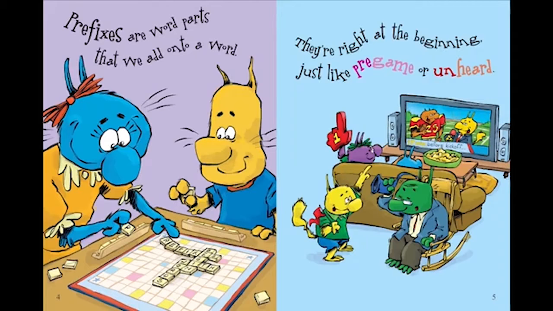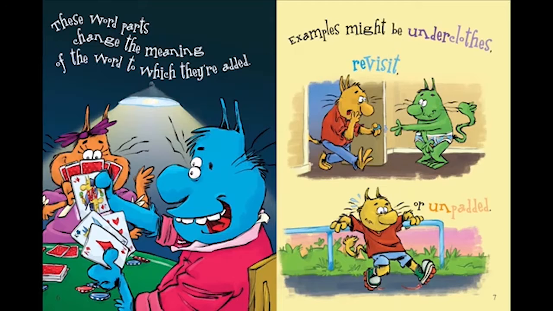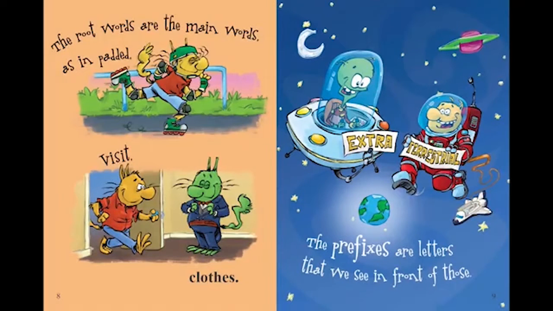Prefixes are word parts that we add onto a word. They're right at the beginning, just like pregame or unheard. These word parts change the meaning of the word to which they're added. Examples might be underclothes, revisit, or unpadded. The root words are the main words, as in padded, visit, close. The prefixes are the letters that we see in front of those.